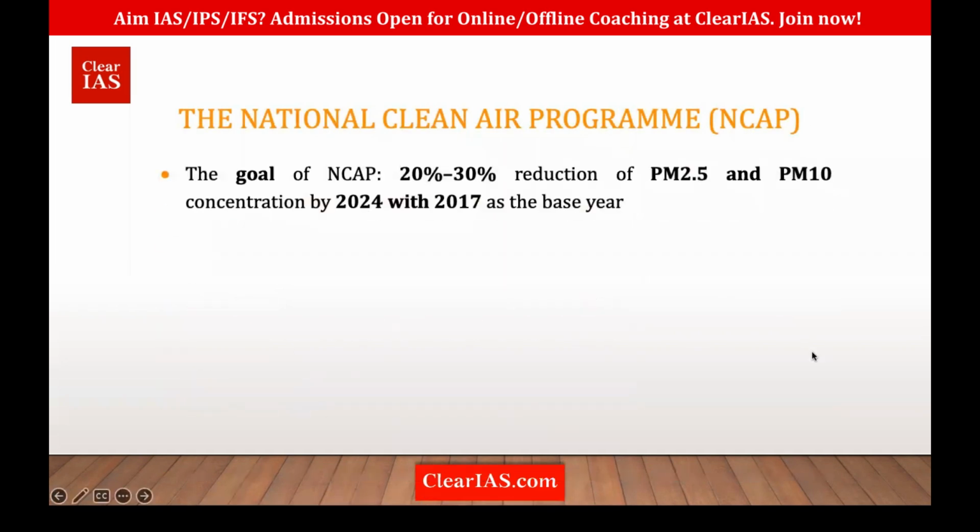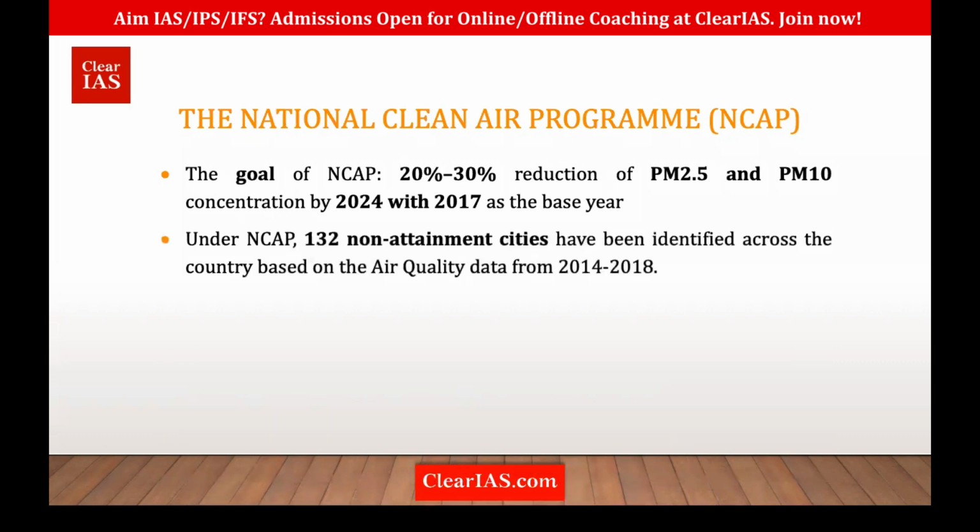So the basic target of the National Clean Air Program is to reduce what? The pollution to a 20-30% level of PM2.5. That is particulate matter is considered, that PM2.5 and PM10, which are the major causes of pollution. Their levels are to be reduced by 20-30% by 2024, and the base year is 2017. This was the major goal of what? NCAP.